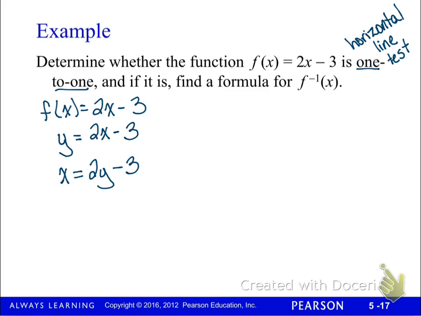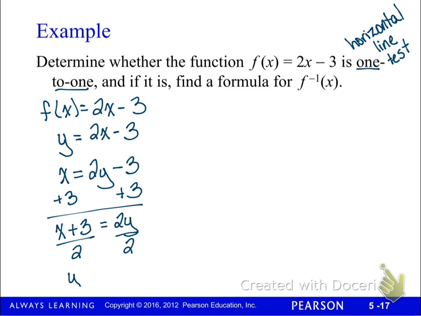Now, my next step is to solve for y. We are now going to solve for y. So I am going to add 3 to both sides. So I am left with x plus 3 equals 2y. And my next step then is to divide by 2. Now I am going to write it to where I have y on the left, and then x plus 3 over 2 on the right.